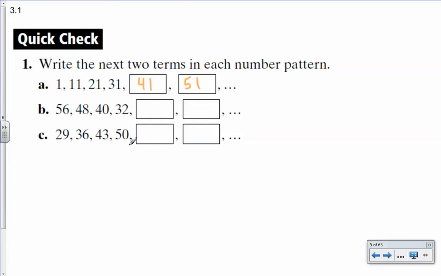All right, welcome back. We're going to check our answers here real fast. In A, between each term, I am adding 10. So the next two terms are 41 and 51. For B, it looks like I am subtracting 8 each time. So my next two terms are going to be 24 and 16. And in C, it looks like I am adding 7. So 57 and 64 will be my next two terms.